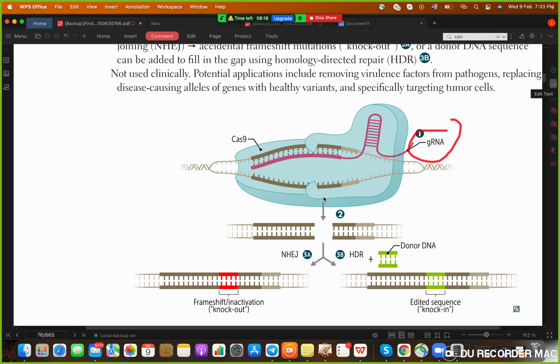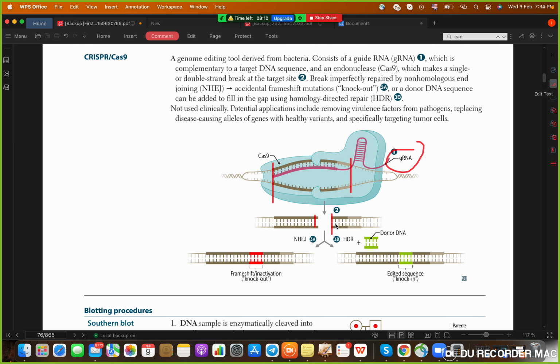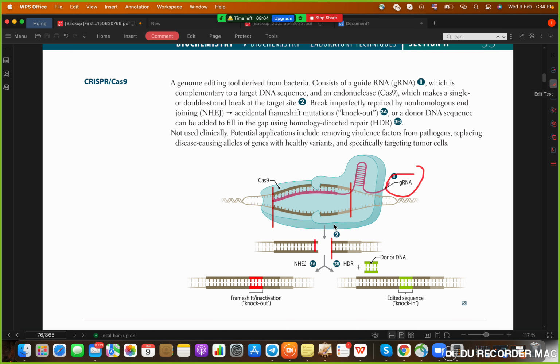And now they say we make a single or double cut in the strand at the target site. So this is our target. We have found it by the guide RNA. We make a double-stranded cut in it, like this. And what do we do next? We cut it. So what to do next? Well, do you want to keep it, or do you want to change it, or do you want to just throw it away?